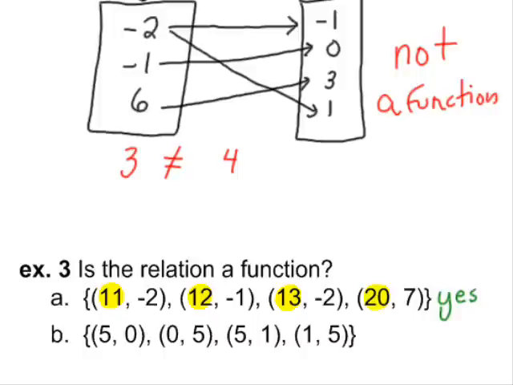Let's look at the B example. Our domains, we've got 5, 0, 5, and 1. And if you'll notice, we have 2 of them that repeat. 5 and 5 in the domain. And since they repeat, the look test says, no, that is not a function. Pretty simple.